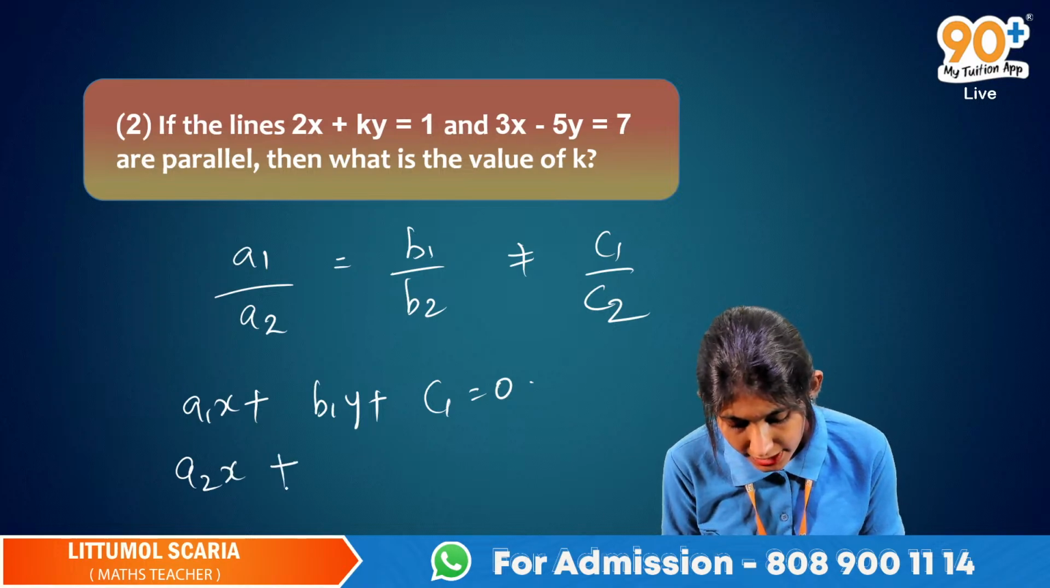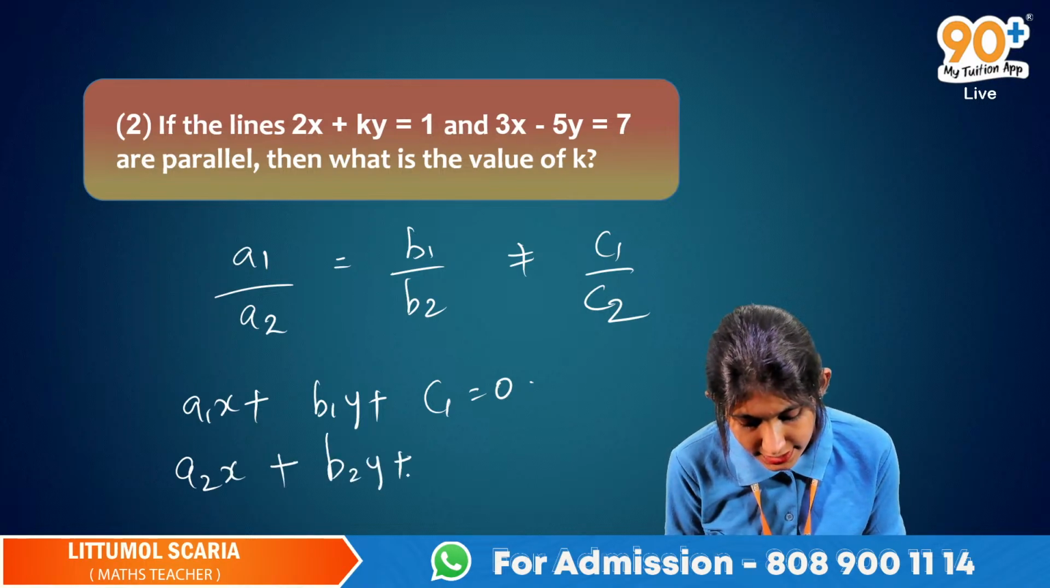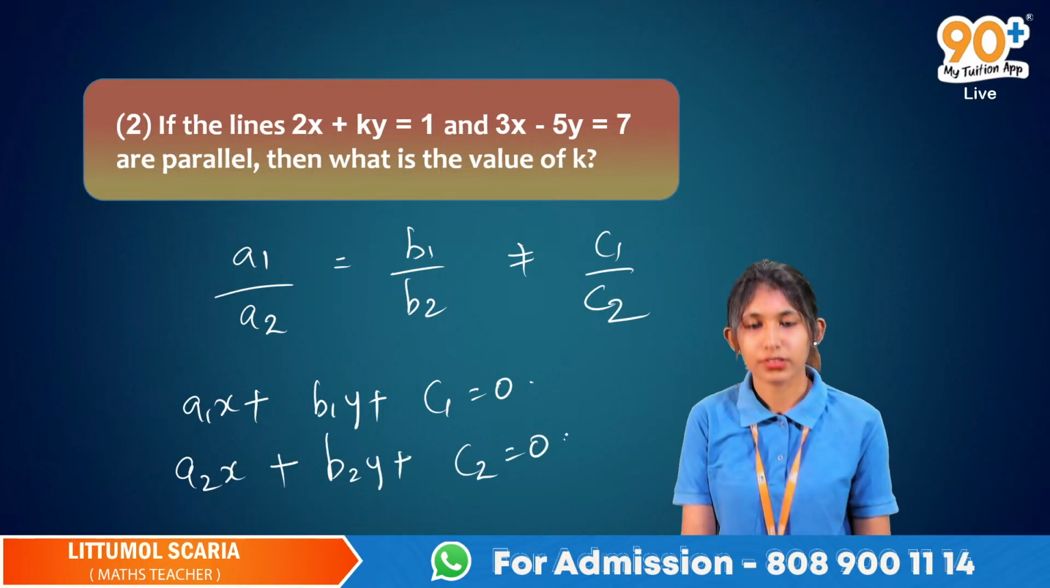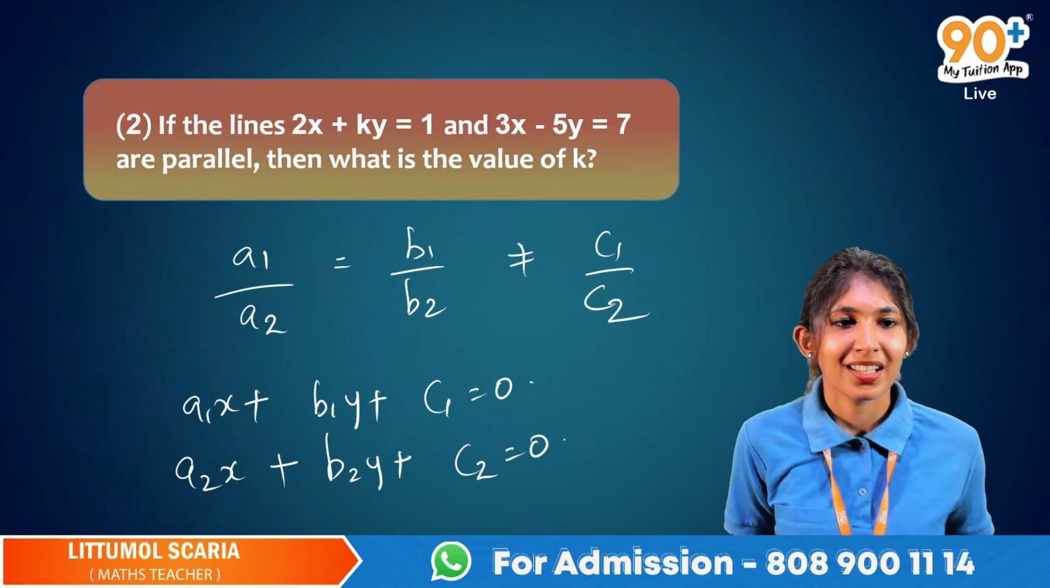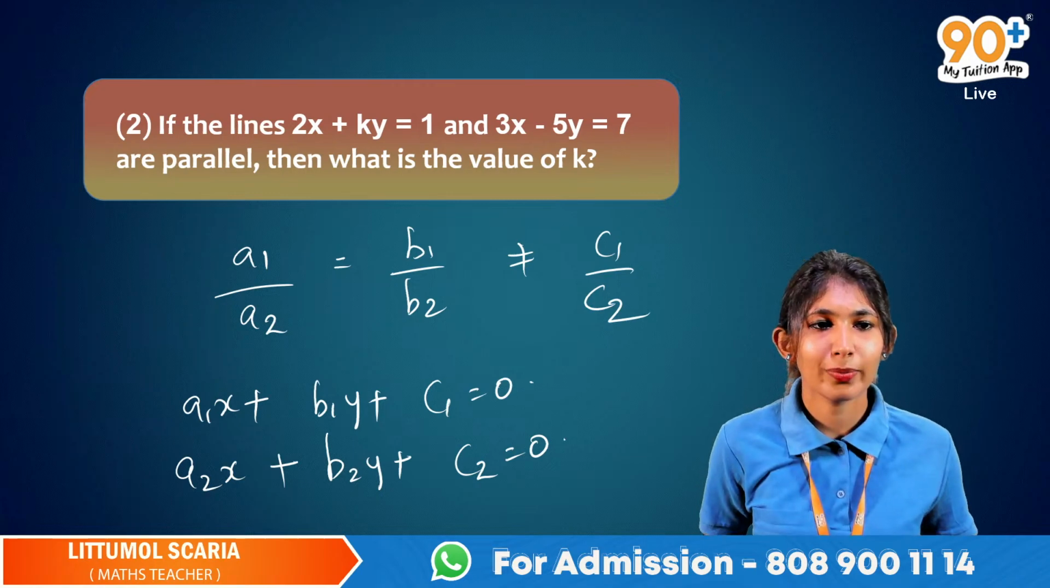A2x plus B2y plus C2 is equal to 0. This is our standard form. You're so fast. Ashwin, I think you made a mistake somewhere.